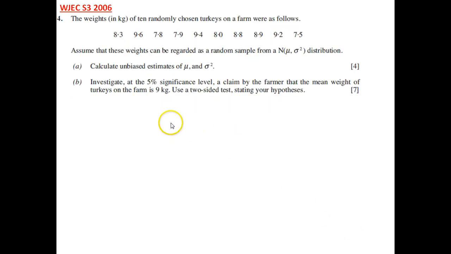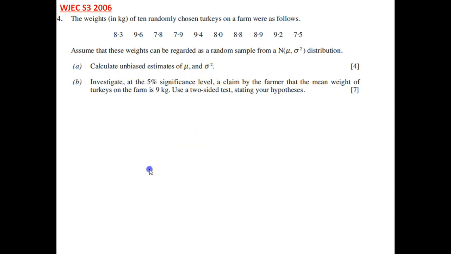Now, we've got 2 examples of small samples with unknown variance. The weight in kilograms of 10 randomly chosen turkeys on a farm were as follows. Assume that these weights can be regarded as a normal sample from a normal distribution. Calculate unbiased estimates of mu and sigma squared.